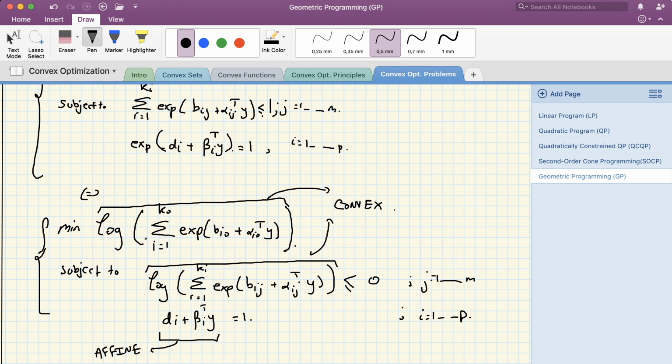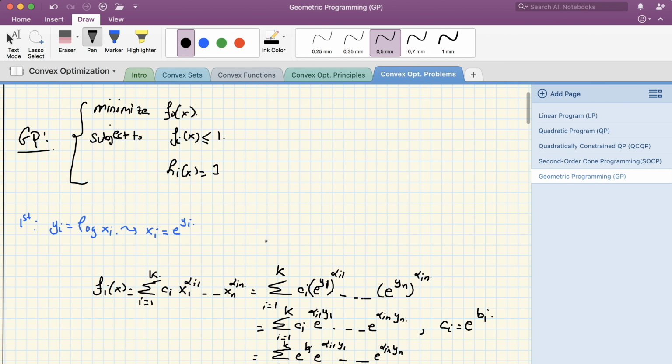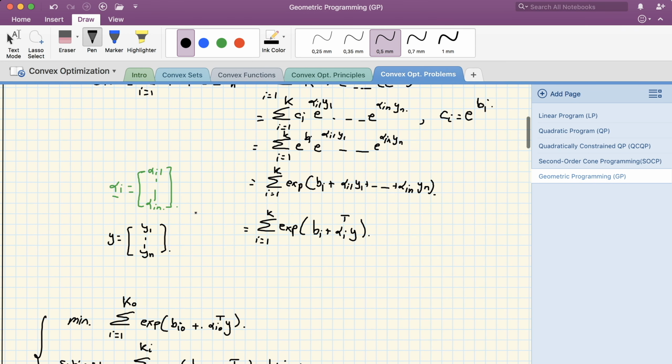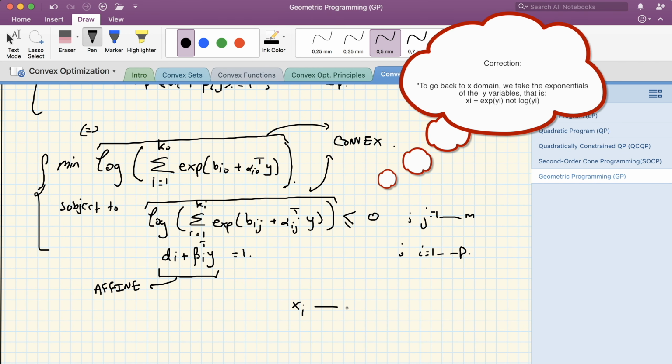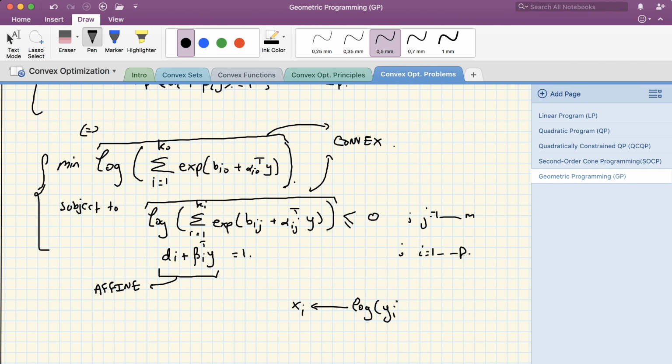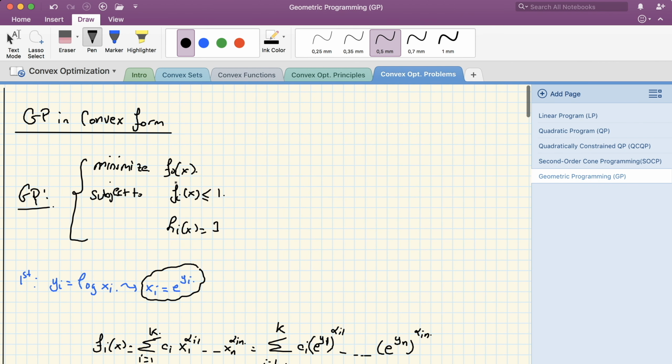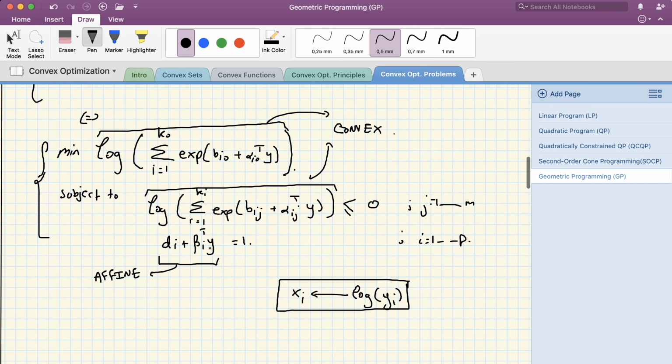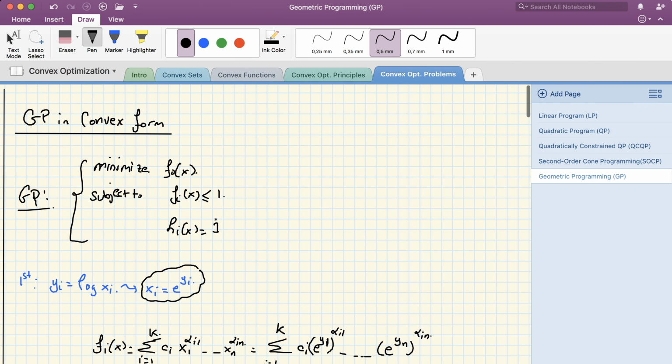Solving this problem will result in values of y, which could be easily changed to the x domain, which is what you need, by this simple change of variable. x_i is the exponential of y_i. So to go back to the x domain, all you need to do is compute the logarithms of your y's, right? You might be wondering, how is this problem, which is equivalent, convex? Well, it's not written in convex form, but under this nonlinear change of variable, it becomes convex.